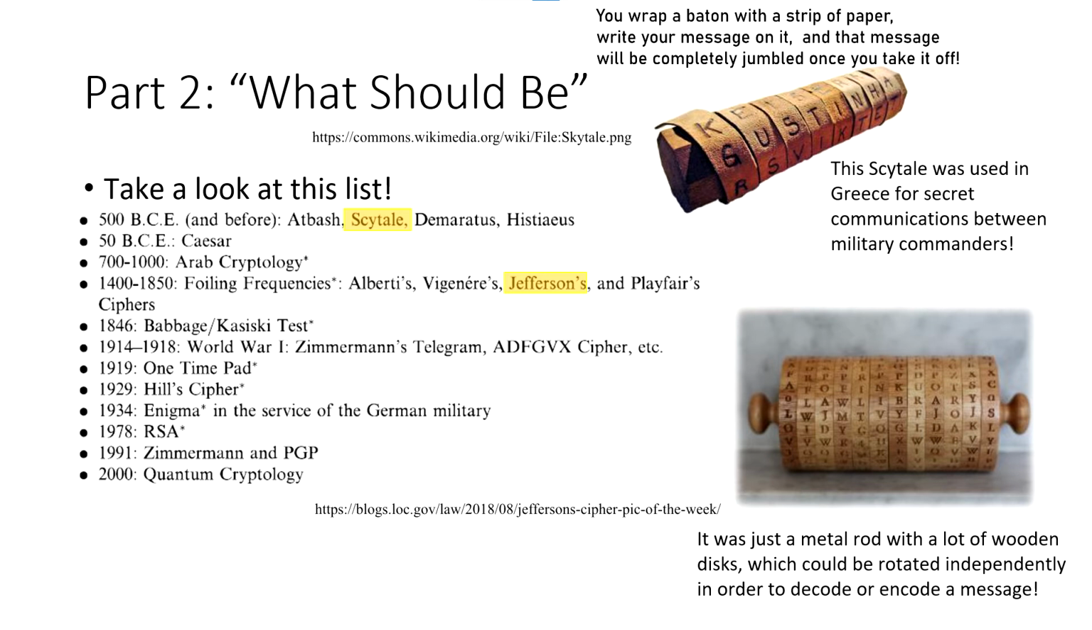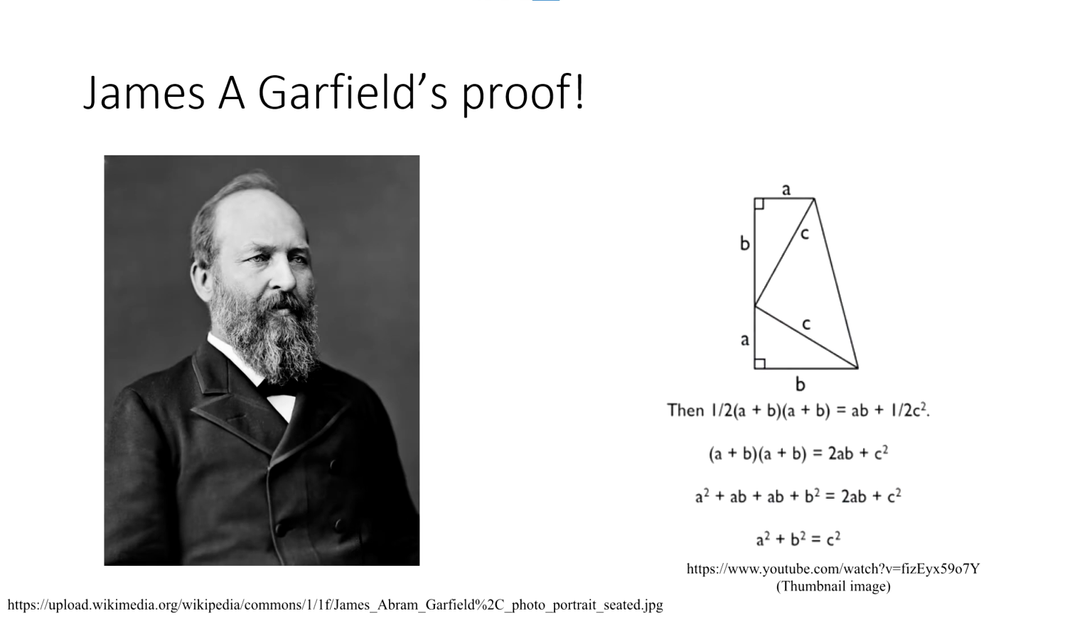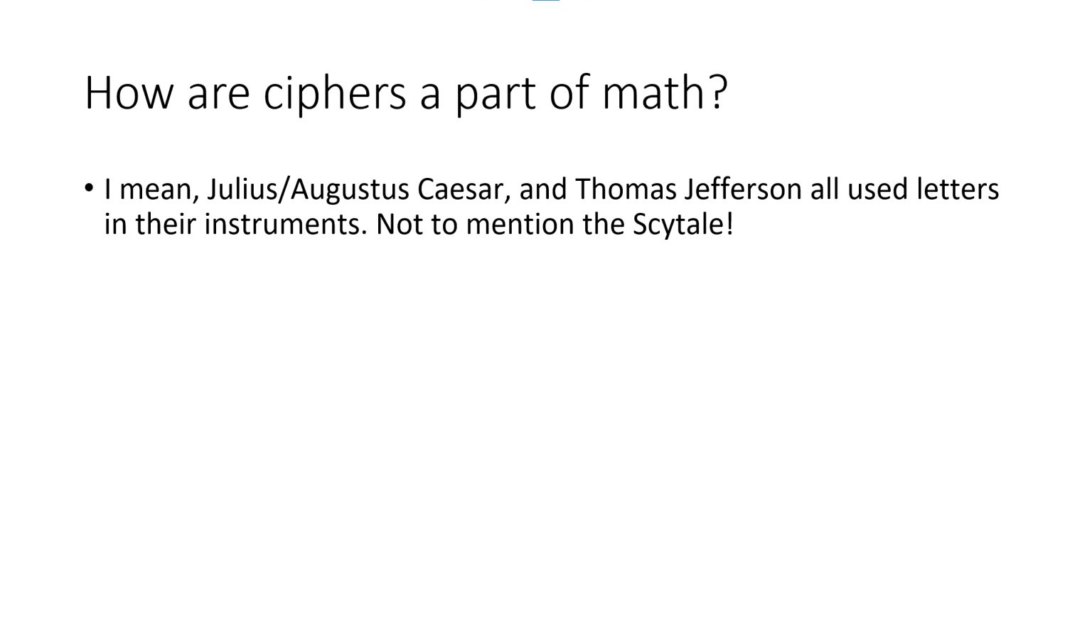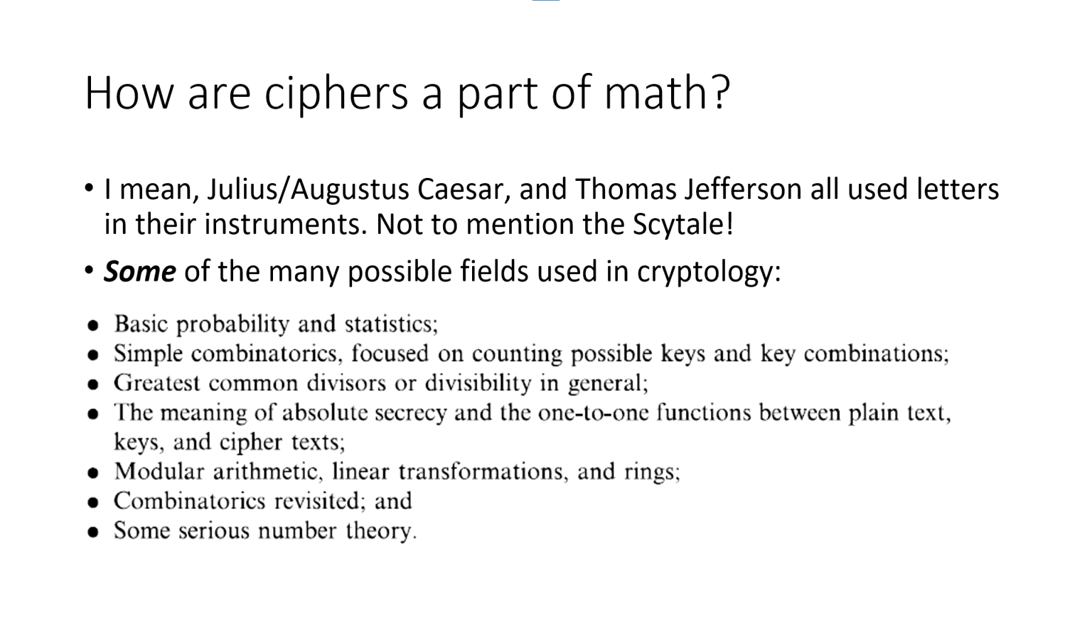Now, this is interesting because Jefferson wasn't the only president interested in the subject. As we have learned in the class, President James Garfield published his own proof of the Pythagorean theorem in 1876, making his contribution to math. Now, you might be wondering how ciphers and math are connected, especially with the examples presented so far. Later on, we will see a transition to more mathematical concepts, and with it the complexity increases. Some topics mentioned in the paper include basic probability and statistics, greatest common divisors, and number theory.